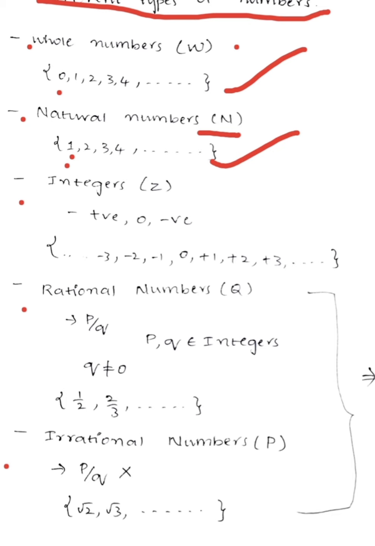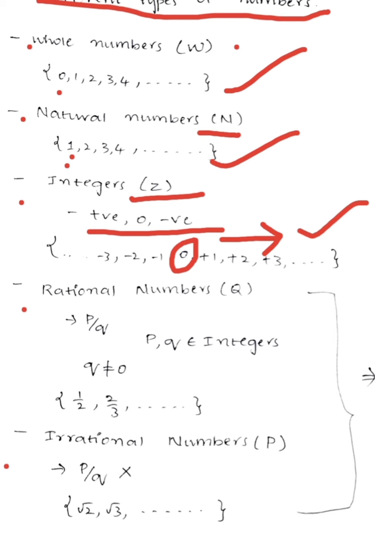Now coming to integers. Integers are denoted by capital Z. And integers consist of positive values, 0 and negative values. The set is represented as shown here: 0 in the middle and positive values in the right hand side and negative values in the left hand side.